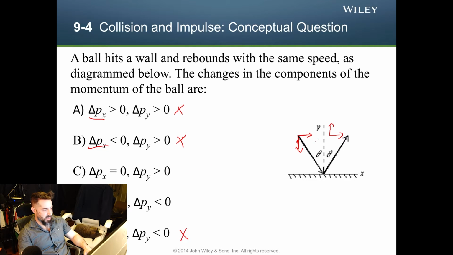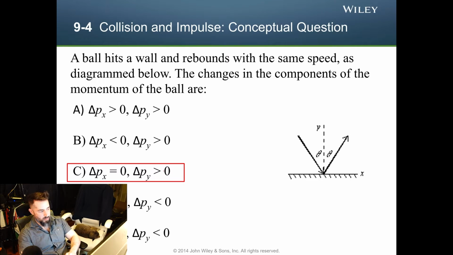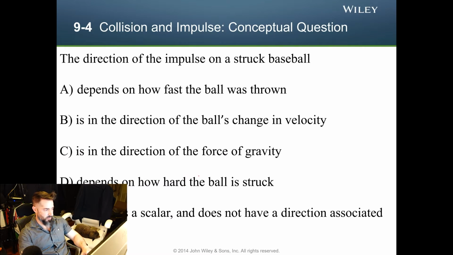And now you're looking at the change in y. So you look at the change in y. So it goes from a negative direction to a positive direction. So the change in y must be greater than 0. So you end up with C.